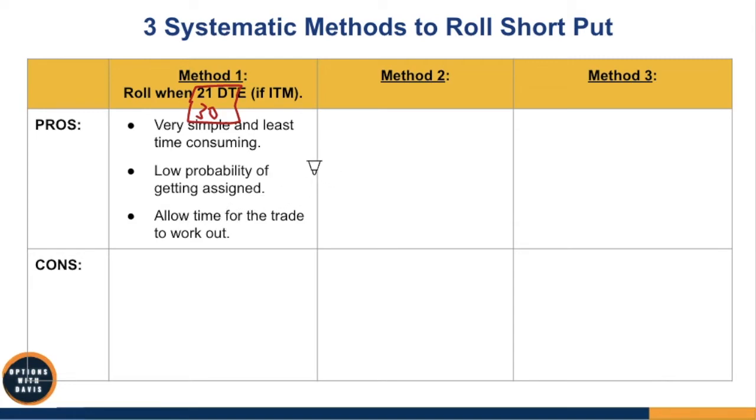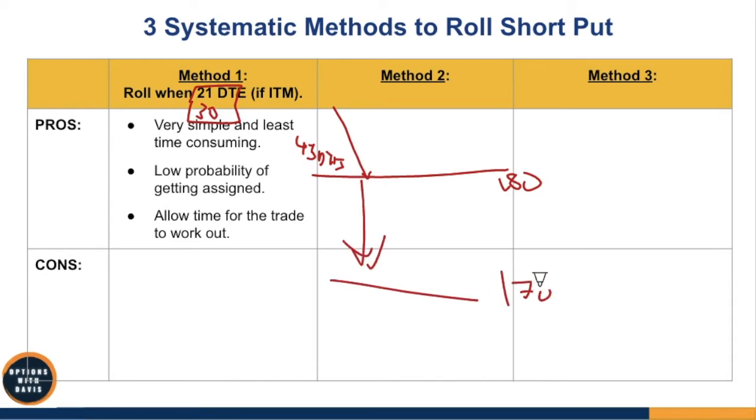For example, as I mentioned earlier, let's say you have a 45 DTE position and the strike price is again 180. If you decided to roll the moment it touched this strike price, it may touch in maybe 3 days, and then you're going to roll it down immediately, say to 170. But if you just use this 21 DTE method, it may just go down and then come back up.